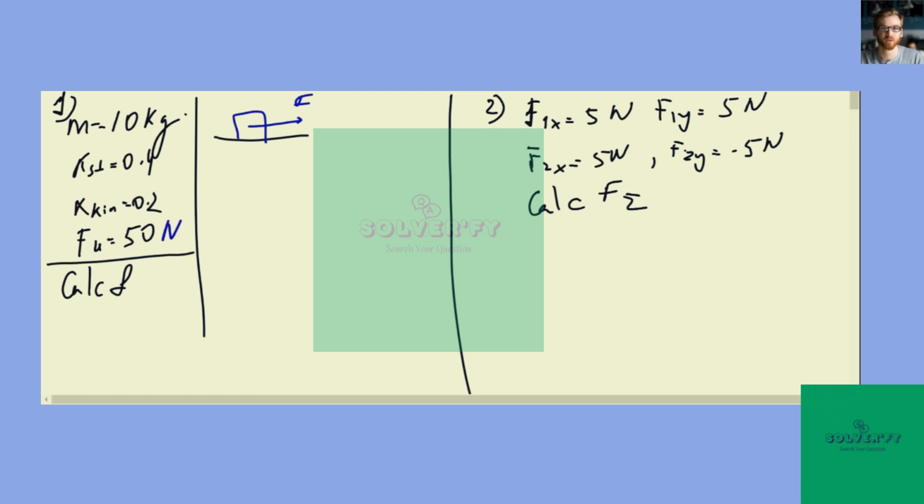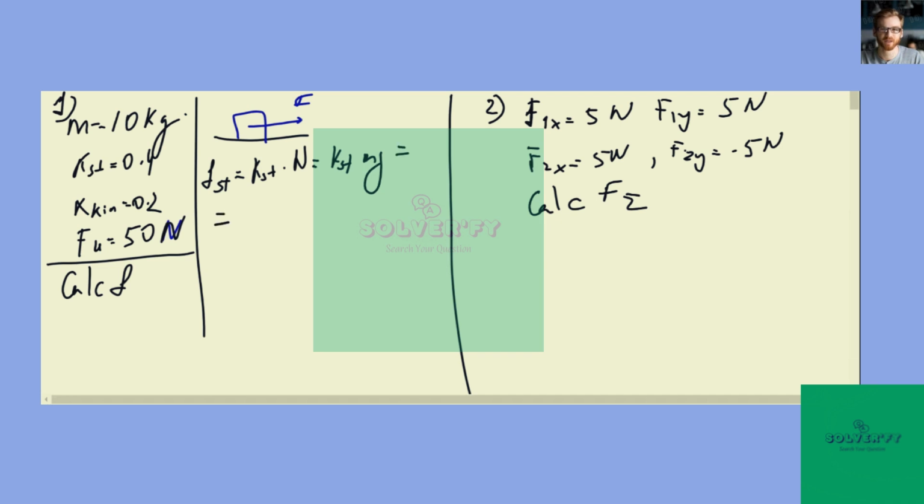So to do this, we'll first calculate the friction force of the static friction. So it equals mu times N, the coefficient of static friction times the reaction. And the reaction here equals mg because the table is horizontal.